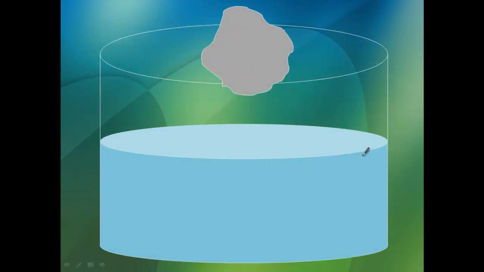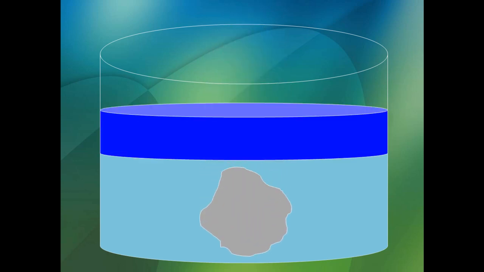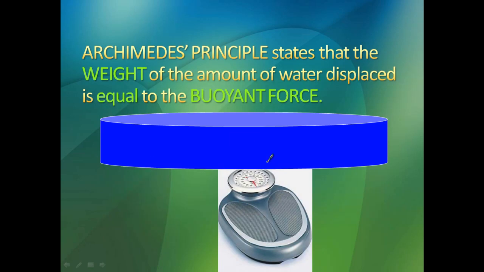So basically, this is what happens when you drop something into a bowl of water. The rock goes in, the water level goes up. So this rock has some mass, and it turns out this volume of water is going to have the same mass. And this is where we get Archimedes' principle from. It states that the weight of the amount of water displaced is equal to the buoyant force. So this water all has a weight up here. So the weight of H2O is going to be equal to the buoyant force acting on whatever object we place in it.